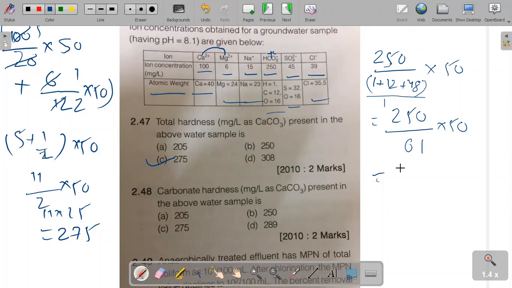So if you solve this, we'll get an answer of around 204.9. Let's say our option A is correct. As you can see, if 250 is divided by 61, we'll get 4.09, multiplied by 50, we'll get 204.9. So 205 is the correct answer. This is a question from the 2010 GATE examination, a 2-mark question.